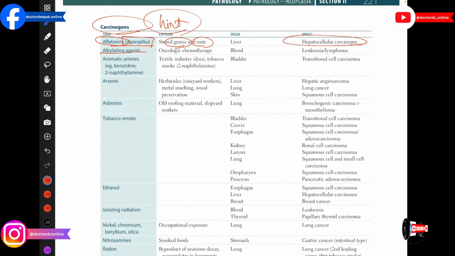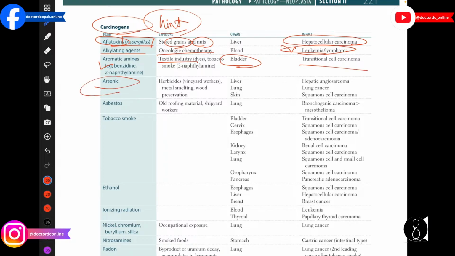Second, alkylating agents. They are used in oncology chemotherapy, and they cause leukemia and lymphoma. Alkylating agents are used for chemotherapy, and in fact they will cause leukemia and lymphoma. Also, we have the aromatic amines that come from the textile industries, tobacco and smoke, and they will affect the bladder, causing transitional cell carcinoma.